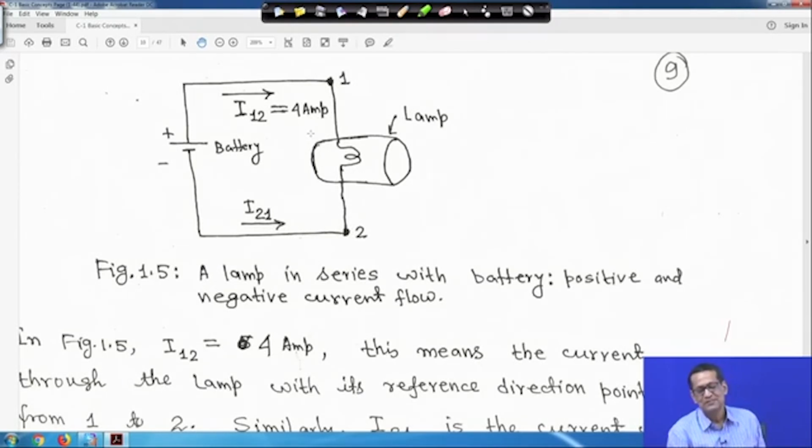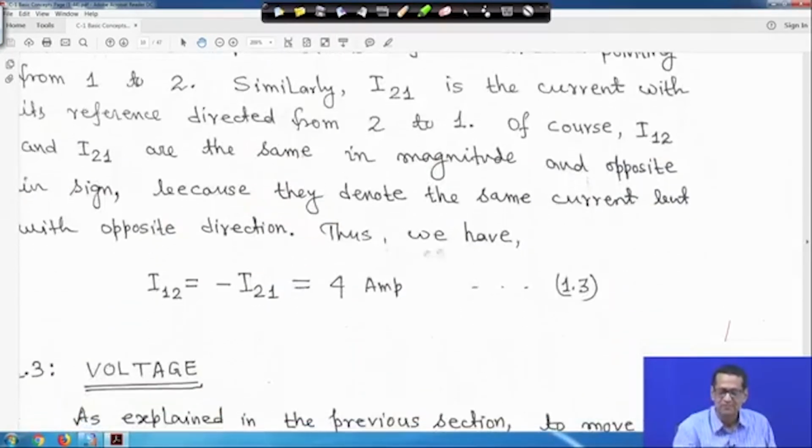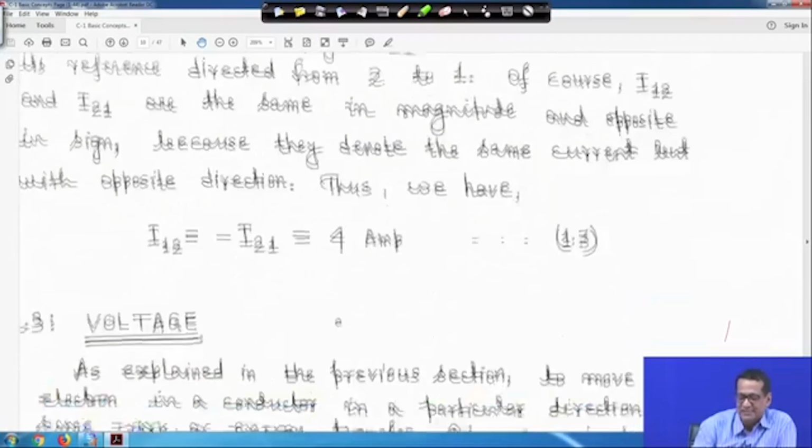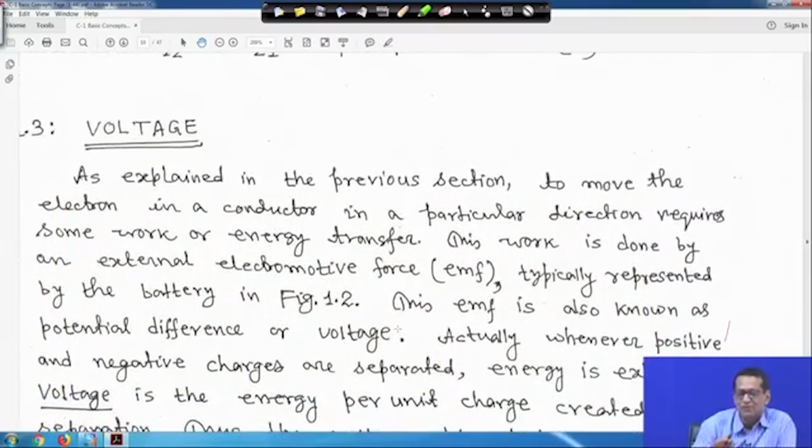Therefore, I12 is equal to minus I21, which is equal to 4 ampere. The current magnitude will remain the same, only the sign changes the other way. So, this is a little bit of understanding of the current. Next is the voltage. Now the current part is gone, now voltage.